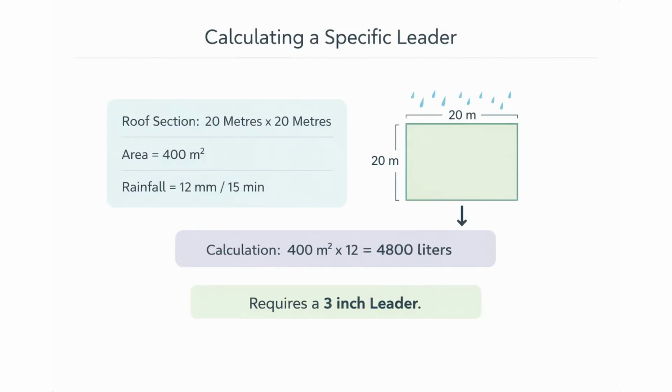Let's size a specific leader from the sample drawing. We have a roof section that is 20 meters by 20 meters, giving us an area of 400 square meters. Multiplying that by our 12 millimeter rainfall data yields 4,800 liters per 15 minutes. Checking our sizing tables, this requires a 3-inch leader.